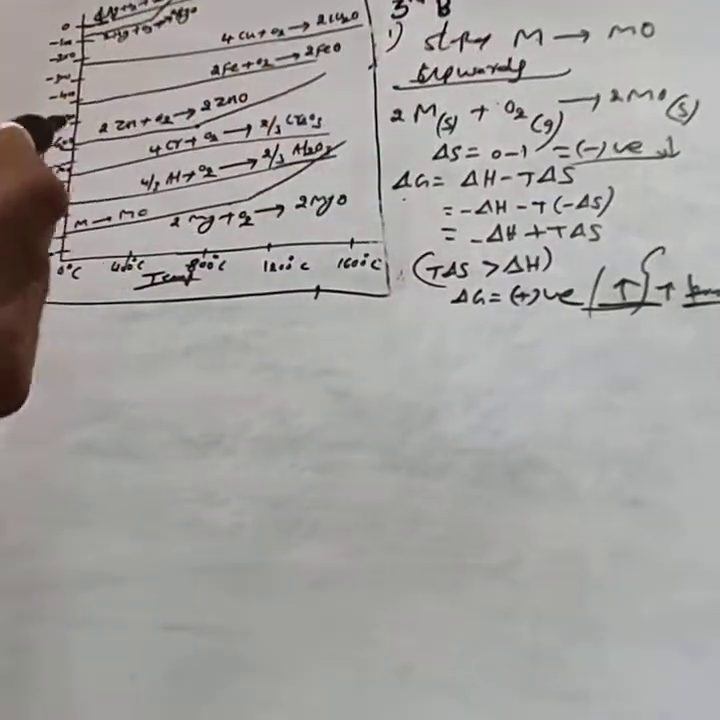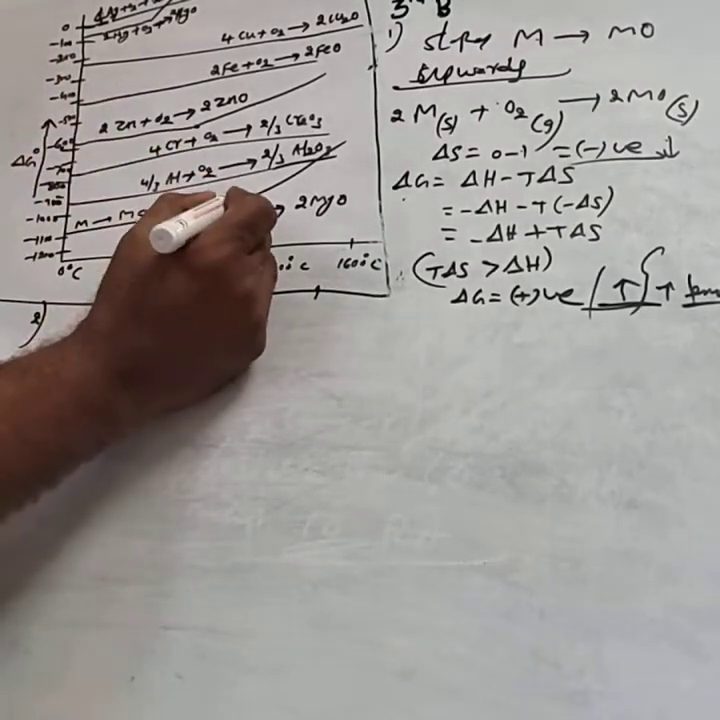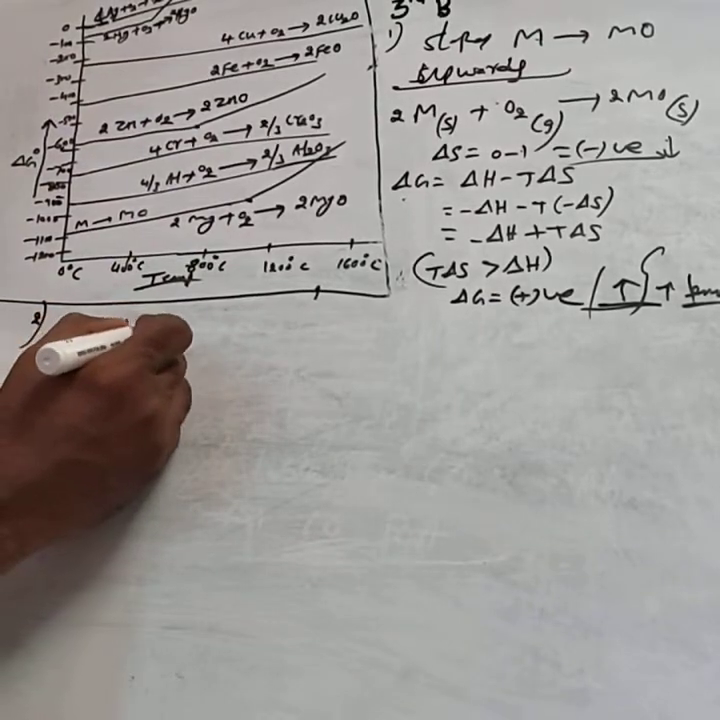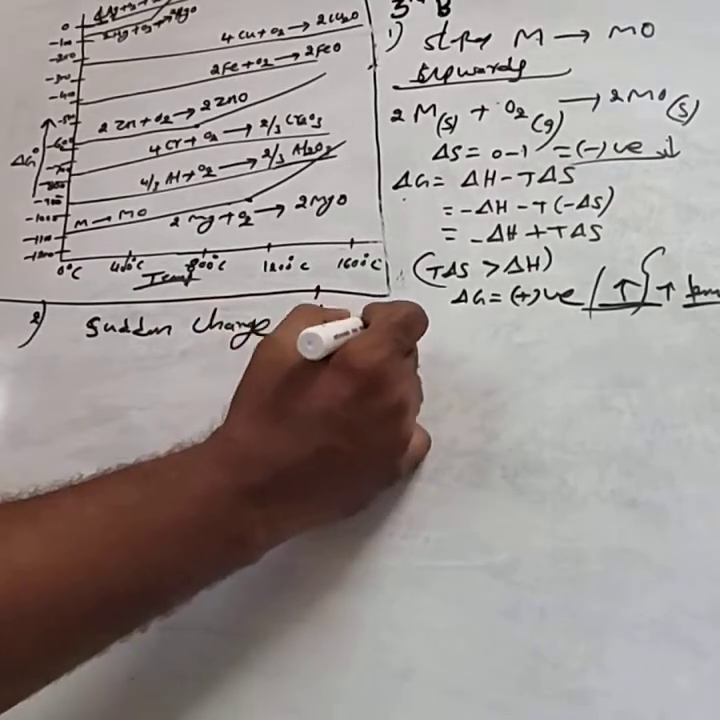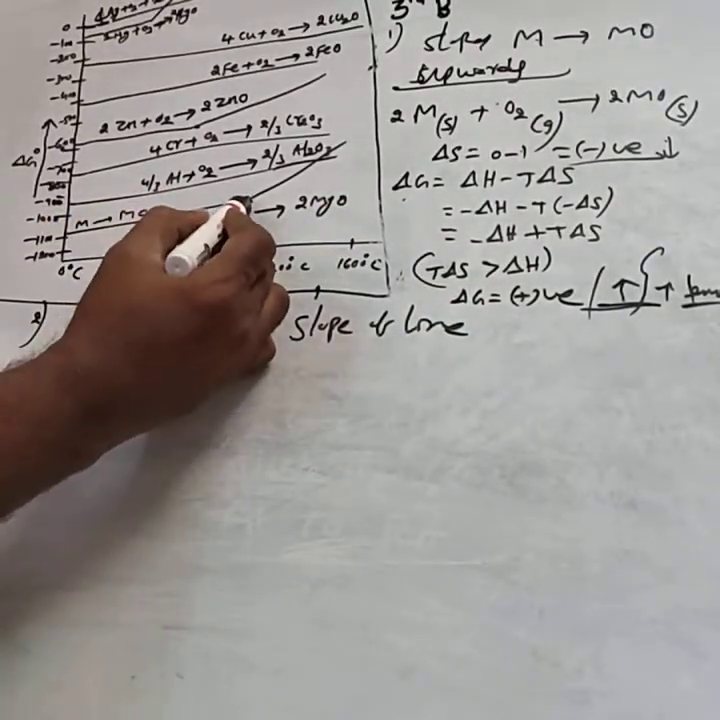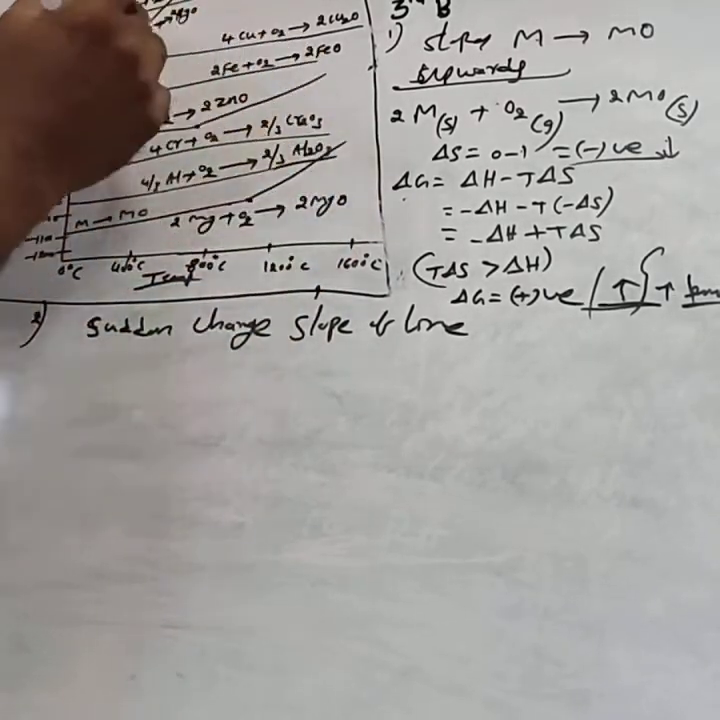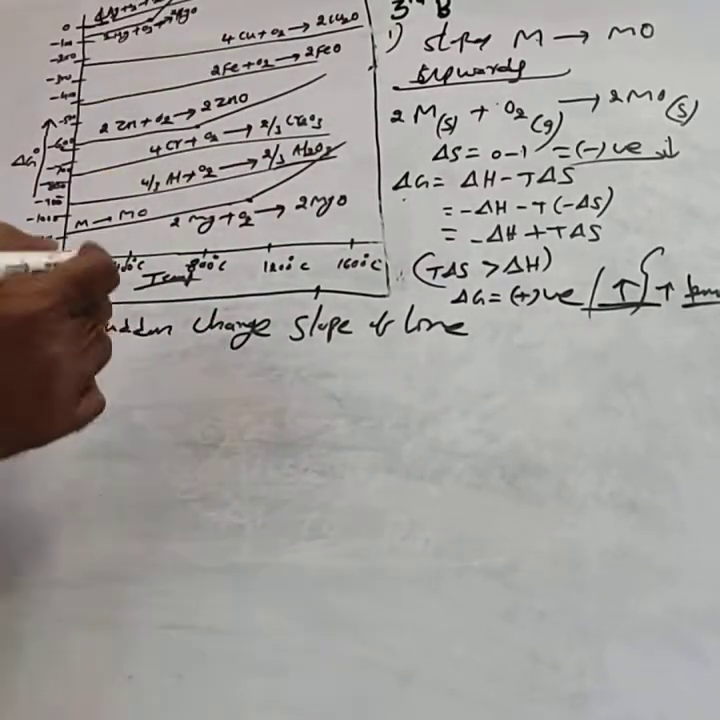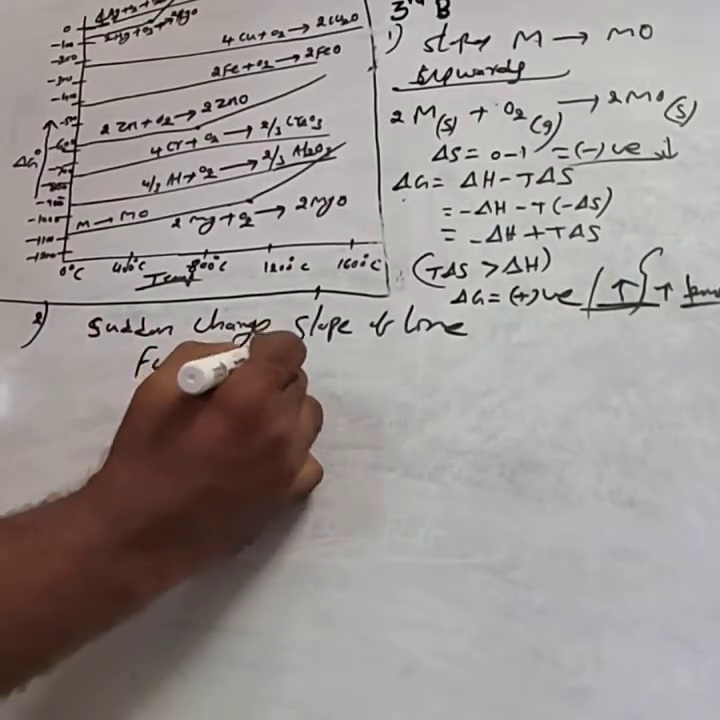This is the first character. The second character is that there is a sudden change in the slope of the line. Observe the magnesium line. At this point, there is a sudden change. For zinc, there is a sudden change. For mercury, there is a sudden change in the slope of the line. This point is called the fusion point.